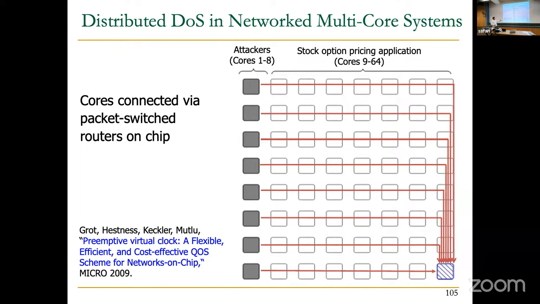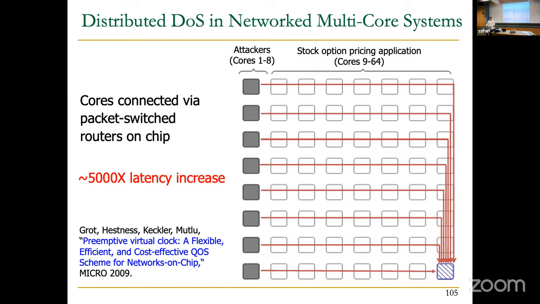And what happens when we do this? We essentially starve the stock option pricing application from accessing the interconnect and thereby accessing a large portion of main memory. And what we see is the latency increases by 5,000 fold. And this application no longer works.